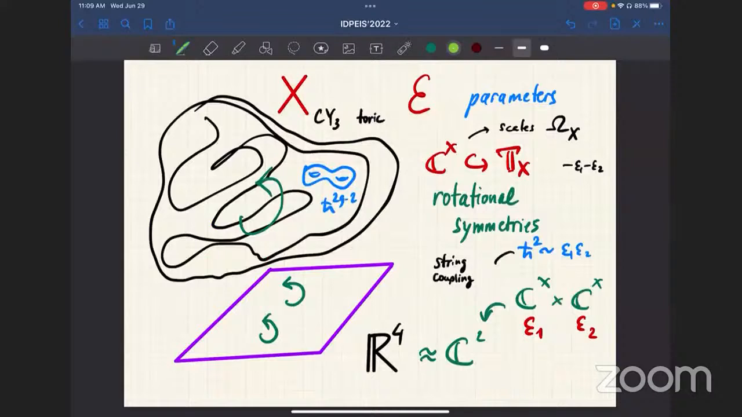So the picture which one should keep in mind is that we live in 10 dimensions, which is essentially the product of this Calabi-Yau threefold, X, and the four-dimensional Euclidean space, R4. It was Minkowski, but now I will switch to Euclidean. And we have various symmetries for which we introduce equivariant parameters, which become the arguments of these partition functions.